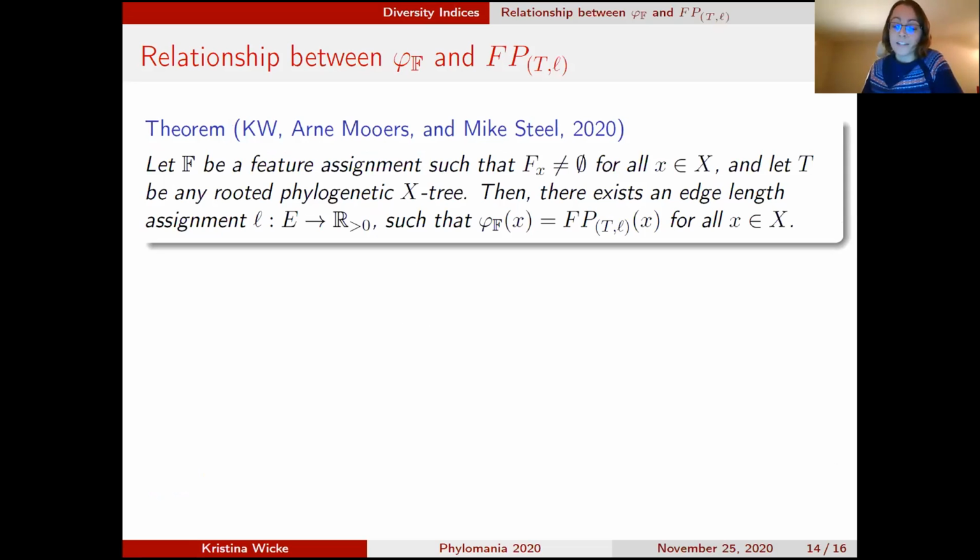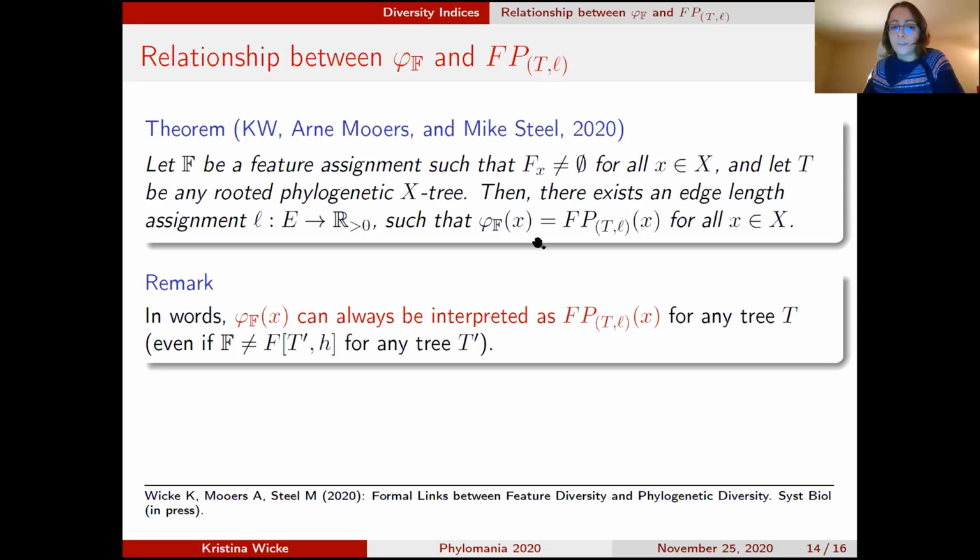The more interesting result maybe is, however, the following, that basically states that given a feature assignment F and any rooted phylogenetic tree T, we can always interpret the feature diversity index as a fair proportion index. So given that tree, there exists an edge length assignment L such that the feature diversity index and the fair proportion index coincide for all taxa. And the important thing to note here is that this is even true if the feature assignment itself does not come from a tree at all, or cannot be explained by a tree at all.